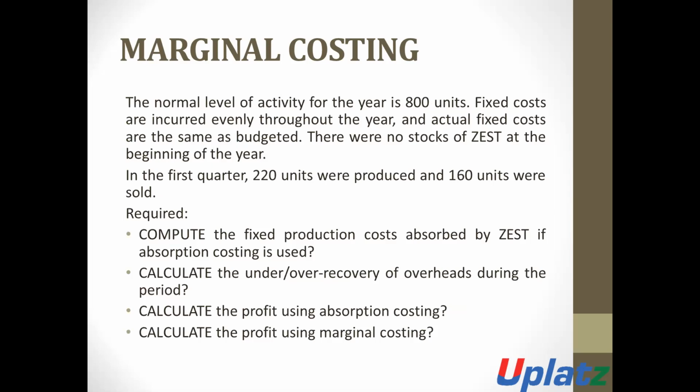The normal level of activity for the year is 800 units. Fixed costs are incurred evenly throughout the year and actual fixed costs are the same as budgeted. There was no stock of Jest at the beginning of the year. In the first quarter, 220 units are produced and 160 units are sold. On the basis of this, compute the fixed production cost which is absorbed by Jest if absorption costing is used. First, we will calculate the total fixed production cost.